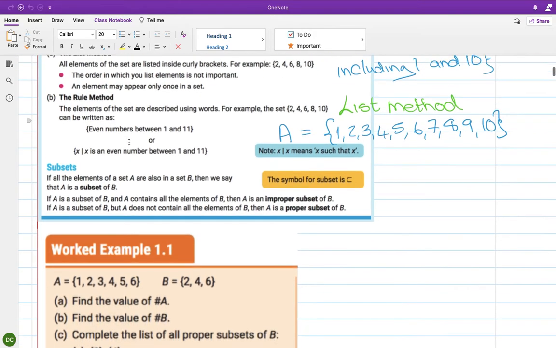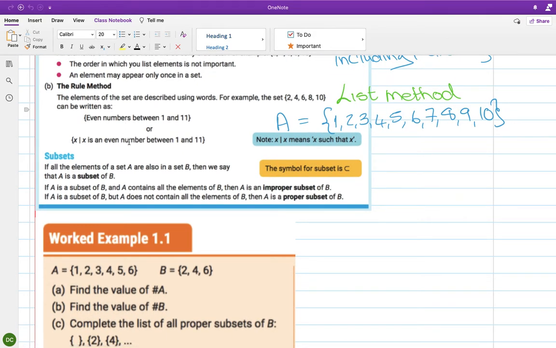Okay? That's that bit. Next bit here is subsets. So a subset is like a bit of a set. So if I take the set I've just done there, let's take this set B: 2, 3, 4. Okay? B would be a subset of A. And the reason B would be a subset of A is because all of the elements in B I can also find in A. Yeah? So it's a subset. It's a bit of the set. Okay?